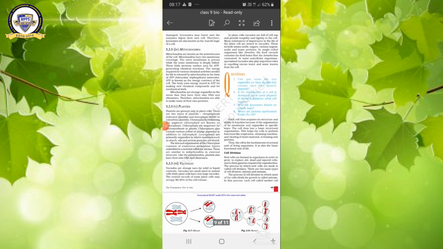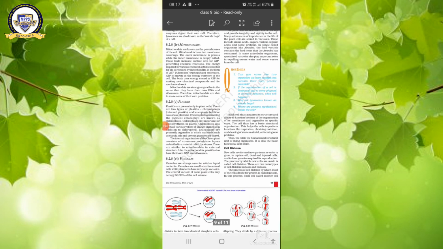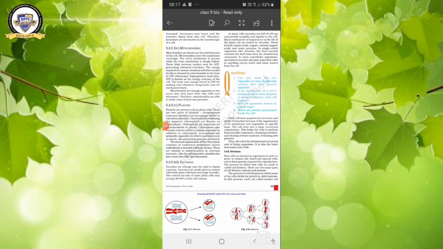Next one, plastids. Plastids are present only in plant cells. There are two types of plastids: chromoplasts, that is colored plastids, and leucoplasts, that is white colored plastids. Chromoplasts containing the pigment chlorophyll are known as chloroplasts, and chloroplasts are important for photosynthesis in plants. Chloroplasts also contain various yellow or orange pigments in addition to chlorophyll.